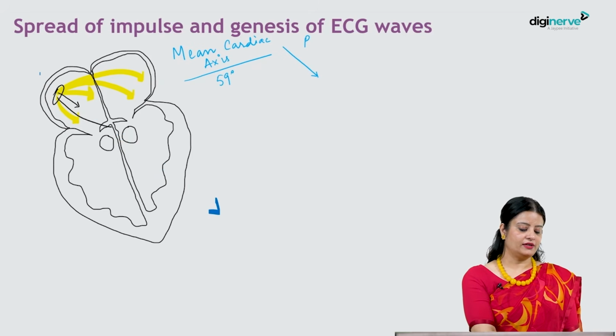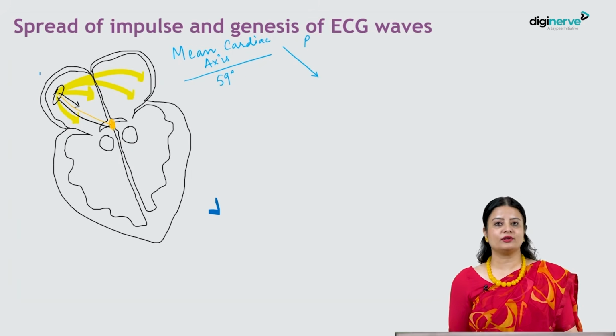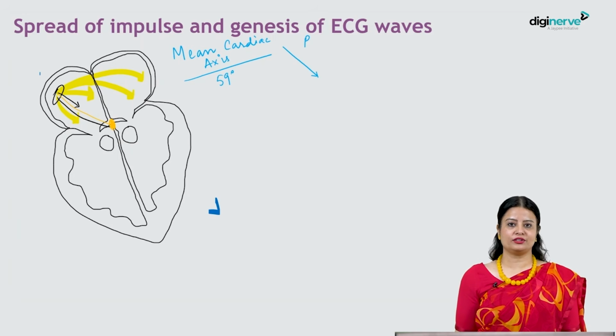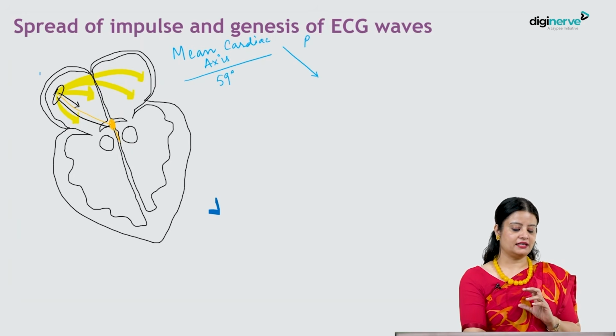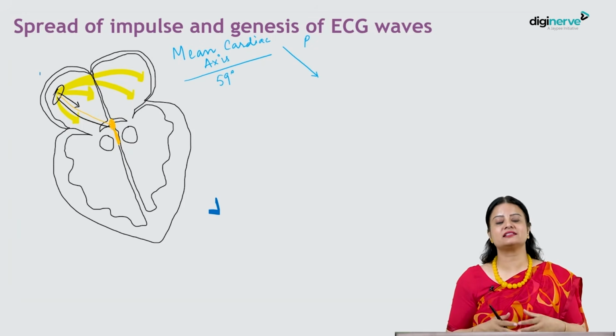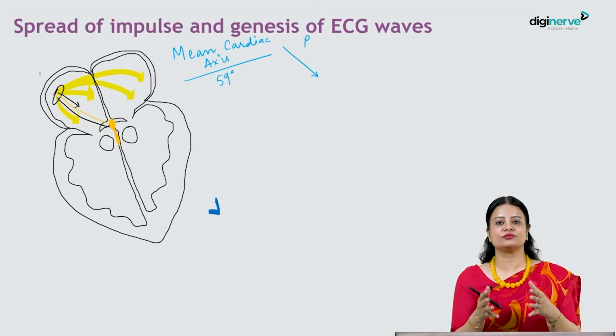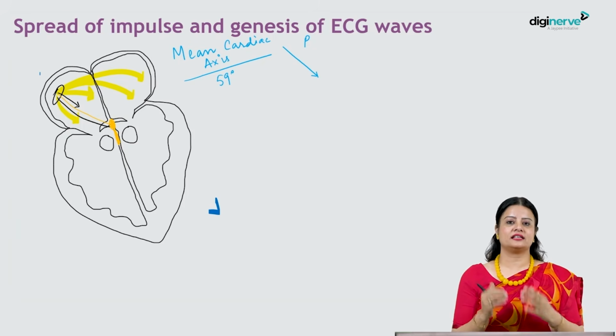Now that the impulse has reached the AV node, this results in the depolarization of the AV node. So once the AV node is depolarized, the impulse is then sent to the bundle of His.